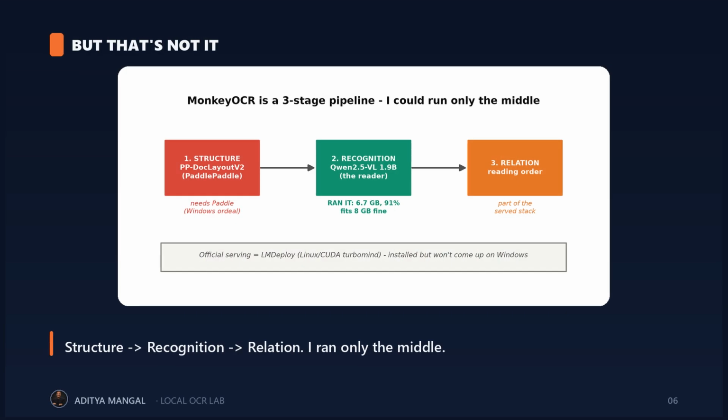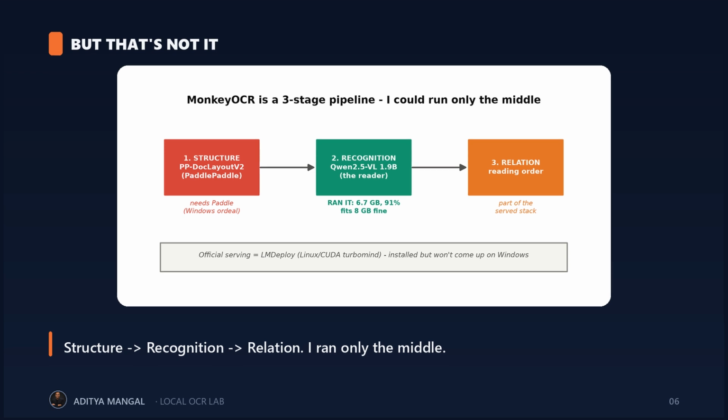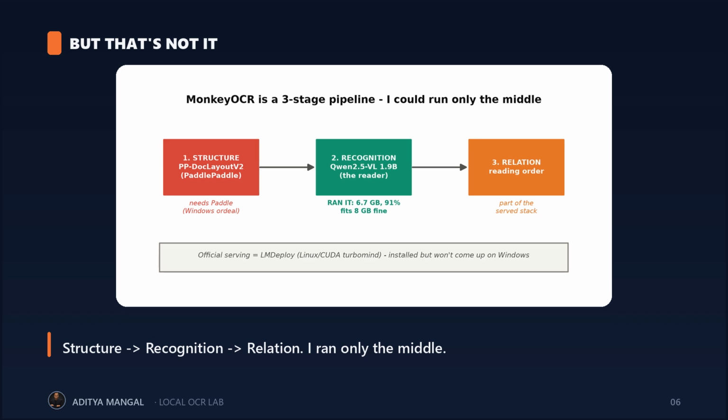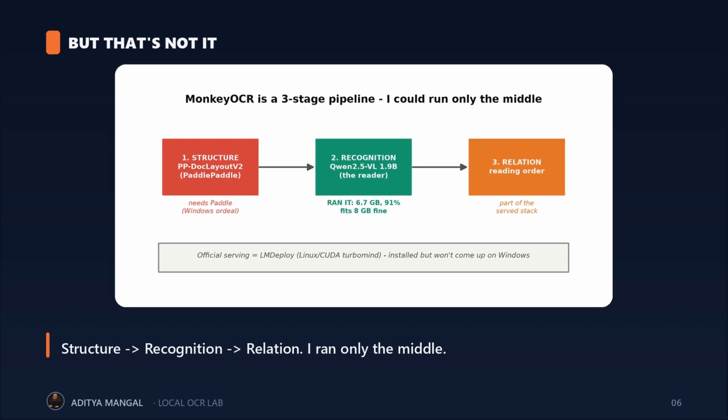But here's the catch the number hides. Running the recognition model alone is not running MonkeyOCR. Its entire reason for existing is the pipeline, not any one model. When I feed a full page straight to just the recognition model, I'm asking one model to find the structure, read it, and order it all at once, which is exactly the generalist approach I already measured with Qwen. It works, but it throws away MonkeyOCR's actual innovation. The structure stage that reads each block in isolation, and the relation stage that stitches them back together.